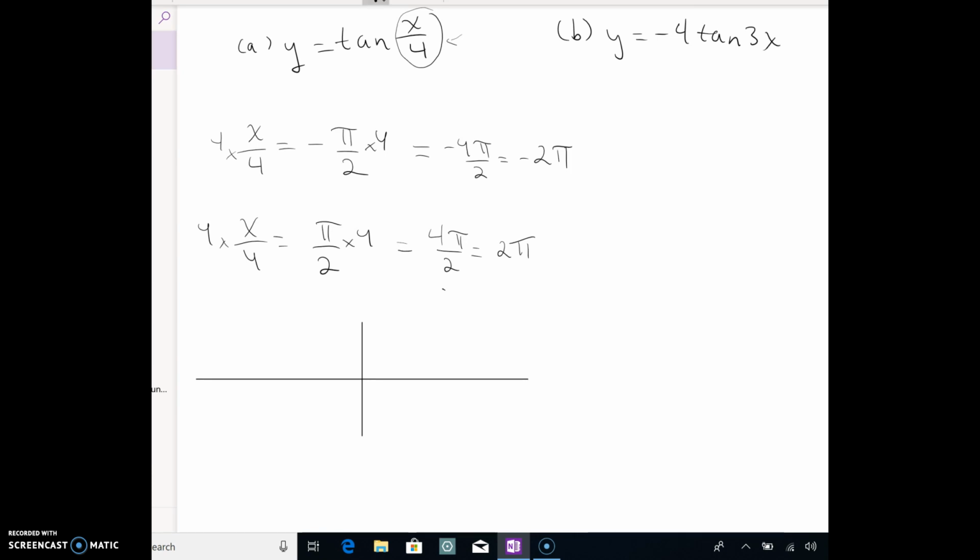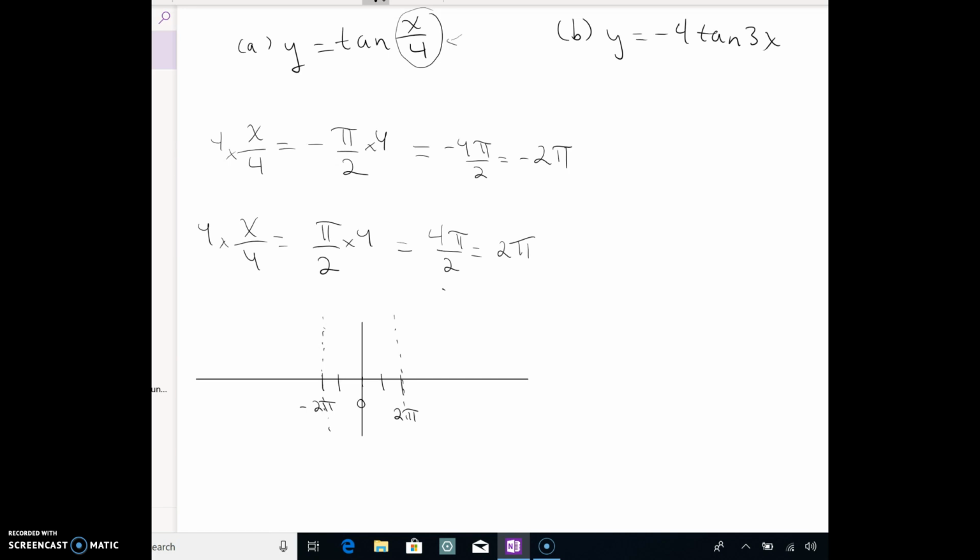Let's start off with sketching, first of all, what the asymptotes are going to look like. Now, normally we have asymptotes at negative pi over 2 and positive pi over 2, but when we solve the equation, our asymptotes now get transformed onto negative 2 pi and positive 2 pi. And this is 0, it's halfway down the middle.